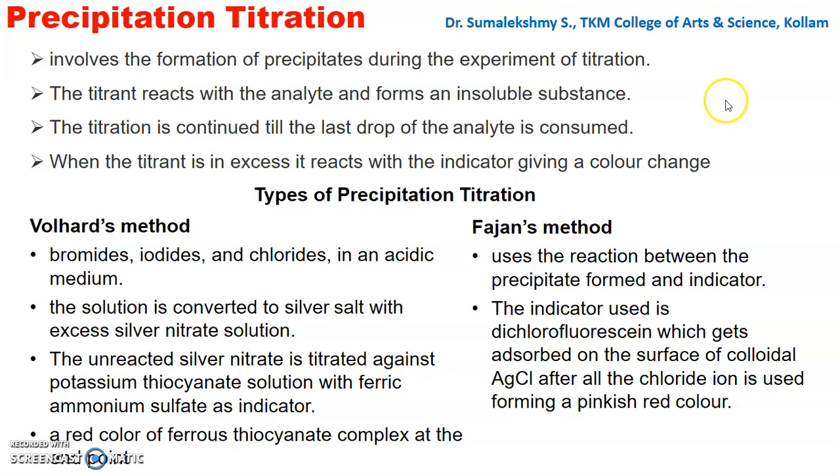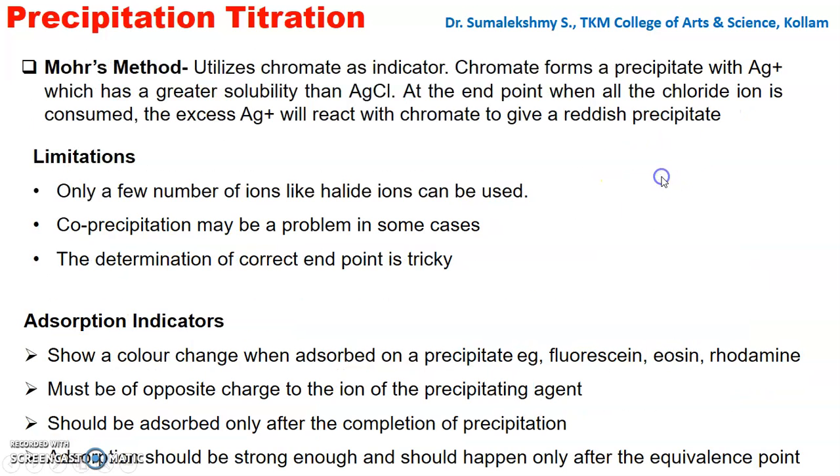The third method is called Mohr's method. In Mohr's method, chromate is used as the indicator, and while doing the titration, a little bit of chromate will be added to the halide ion, and to this silver nitrate will be added. At the end point, after all the chloride has reacted with silver nitrate, the excess silver will react with the indicator, which is chromate, to give a reddish precipitate. So, in this case, we have three different types of precipitation titrations.